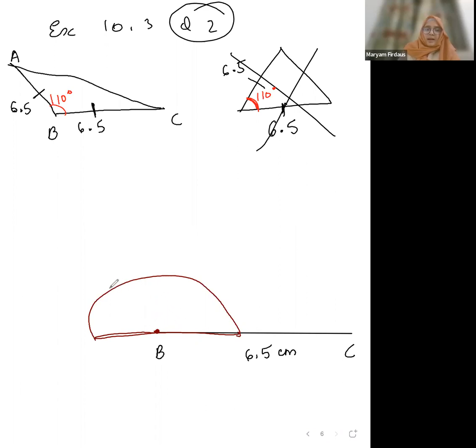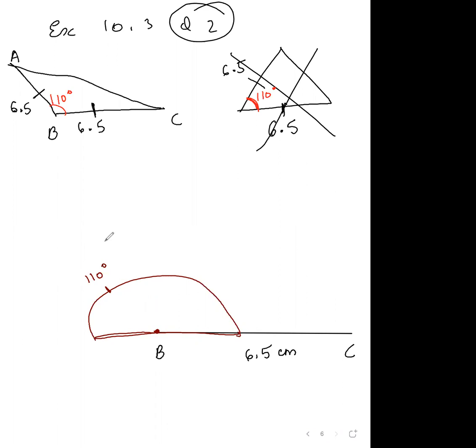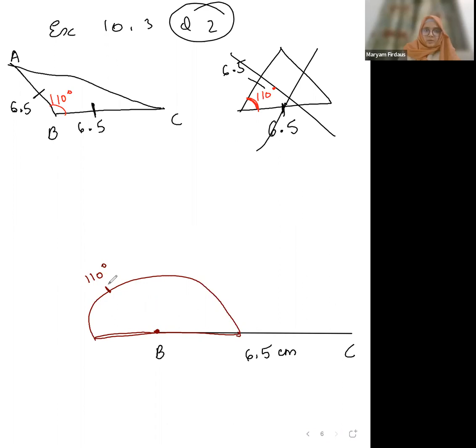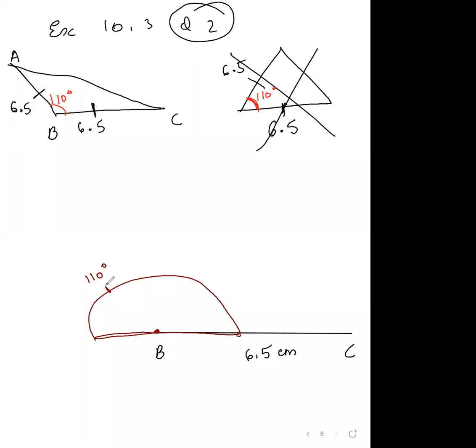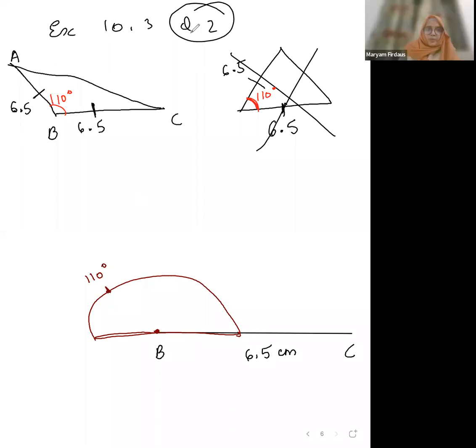Now look at 110 यहाँ पे होगा. मिल गया? Yeah. Okay. So you mark that point. उस point को just mark it. Okay, I'm done. And then remove your protractor. Okay.